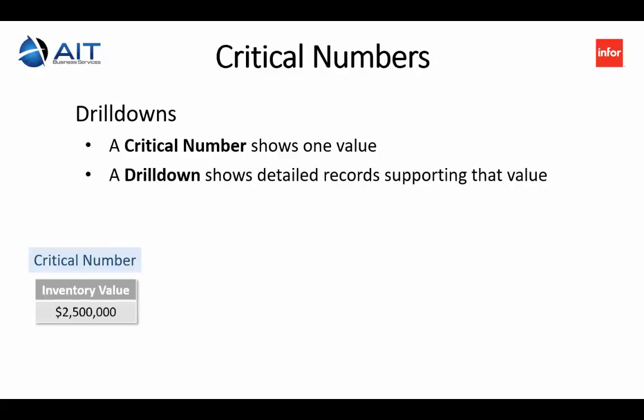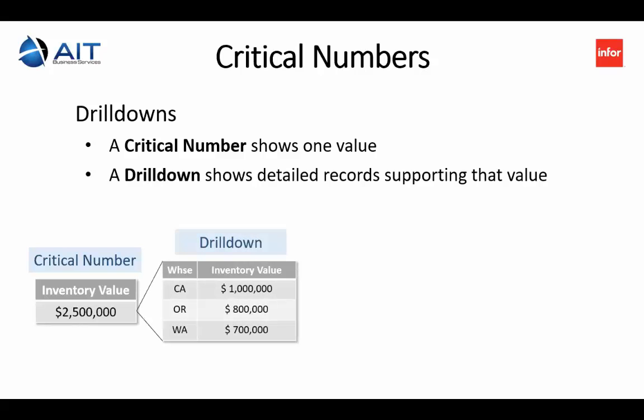So in our example below, we're going back to that inventory value that we mentioned. Let's say our inventory value in total is $2.5 million. And maybe we want a more detailed breakdown of why it's $2.5 million. We can open what's known as a drill down. This drill down is breaking apart that $2.5 million inventory value into values by specific warehouse: California, Oregon, and Washington. And we can get a sense of how each one of these is contributing to that total end number.